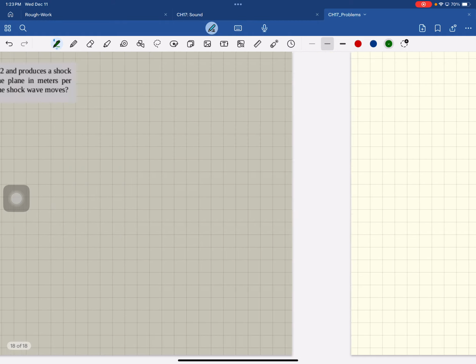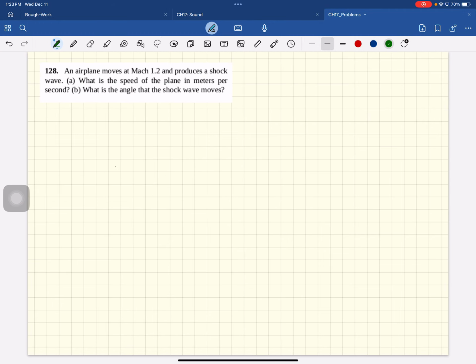Okay, last problem. This problem says an airplane moves at Mach 1.2. What does that number mean? It means 20% faster than the speed of sound, and it produces a shock wave. What is the speed of the plane in meters per second? What is the angle of the shock wave?